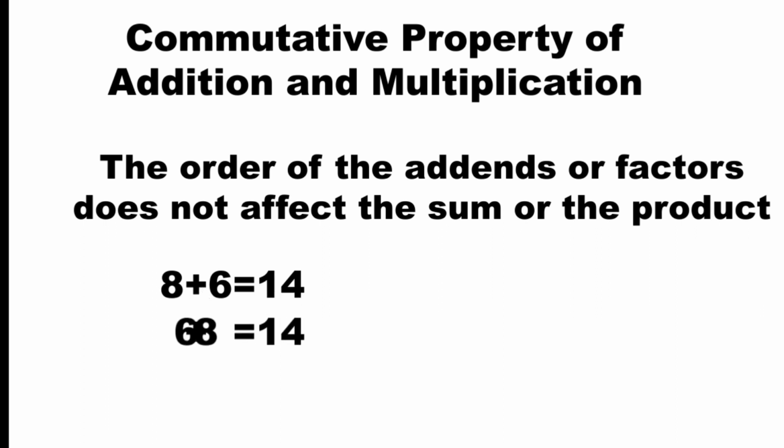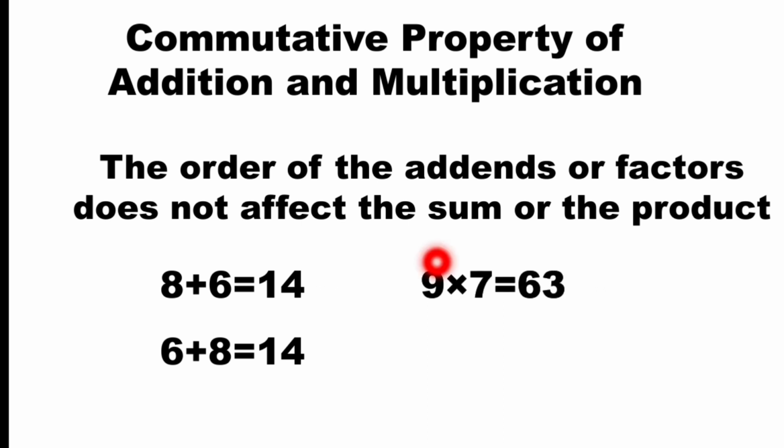You can move and exchange the 8 and the 6. So 6 plus 8 is still 14. So moving 8 and 6 does not affect the sum. For multiplication, we have 9 times 7 is equal to 63. You can move 9 and 7, so 7 times 9 is equal to 63 also. So that's commutative, moving.